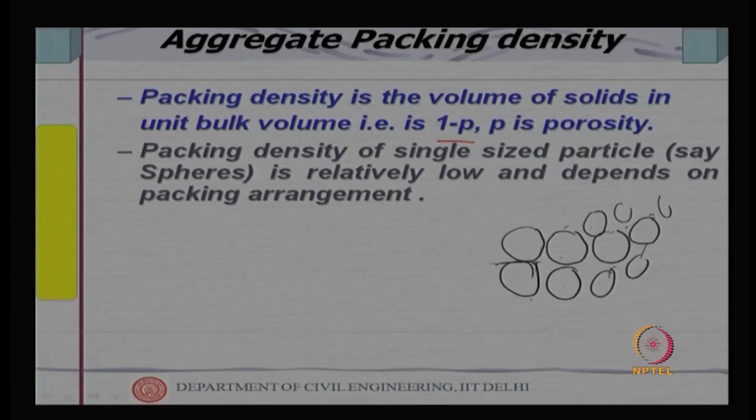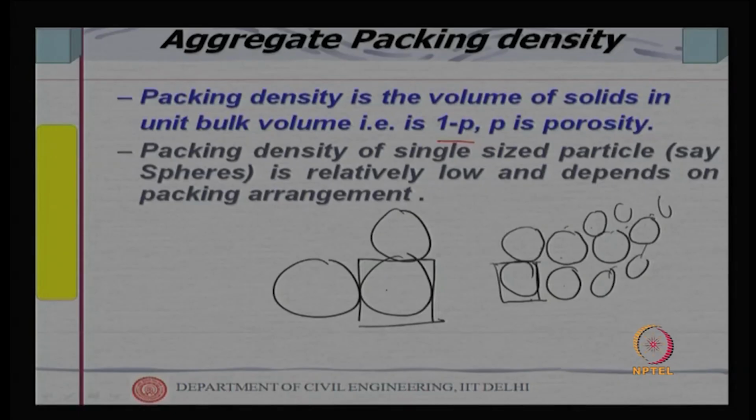Then the void content I can find out. I can find out the void content or porosity, because all particles are touching each other. So, if I find out this volume, the volume of solid will be this and the total volume will be this. If the diameter of the particle is d, d cube will be my total V, and V s will be equal to pi d cube by 6.